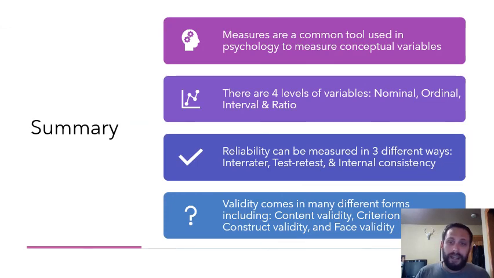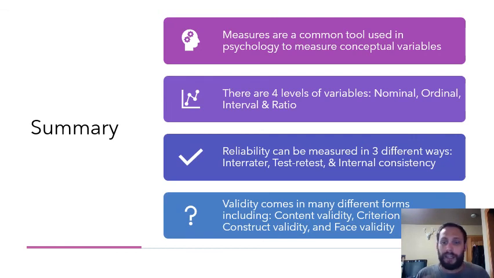So, in summary, we covered a lot in these last two units, but measures are a common tool used in psychology to measure conceptual variables. They're used to operationalize those variables. Overall, there's four levels of variables. There's nominal, ordinal, interval, and ratio. And remember that it's not necessarily that one's better than the other, but rather they're just different characterizations of variables.